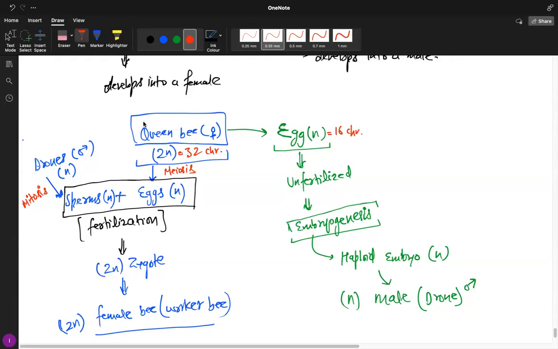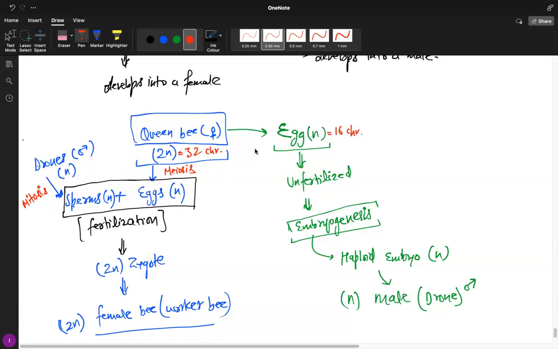If the queen bee is about to die or is old, then when the eggs are laid and they are larvae, one of the larvae is selected to become the next queen bee. So this is how females are formed. Females are always diploid and they are formed from sexual reproduction, fertilization of male and female gametes.